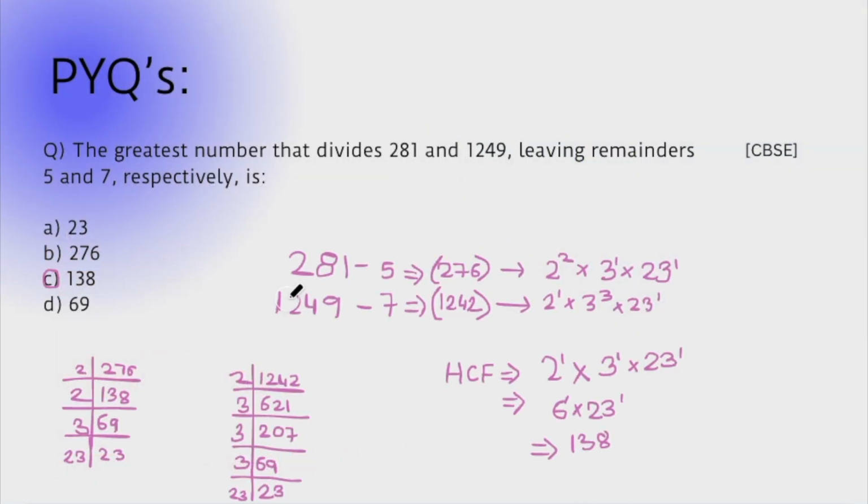Another question, the greatest number that divides 281 and 1249 leaving remainders 5 and 7 respectively is. So it's basically the same. We subtract 5 and 7 respectively from 281 and 1249 respectively. And then we prime factorize both the new numbers and get the HCF, which would be 138.